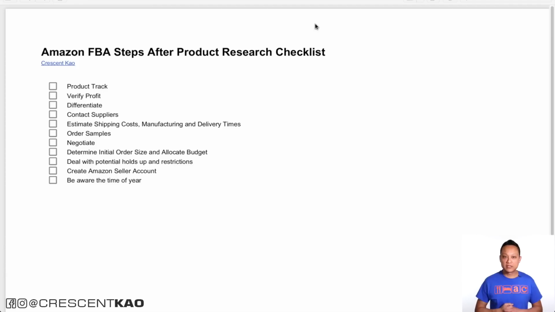Once you start getting responses from suppliers, you'll be able to get a better understanding of what the actual unit costs and manufacturing times are, as well as the shipping costs if they're handling the shipping for you.